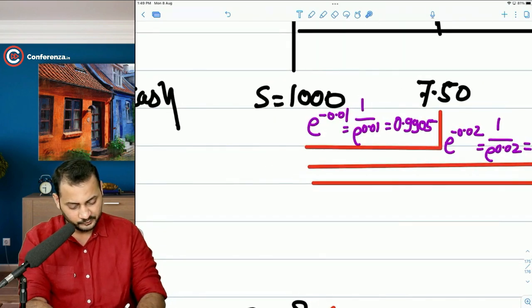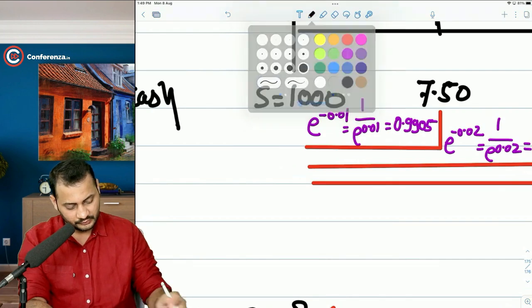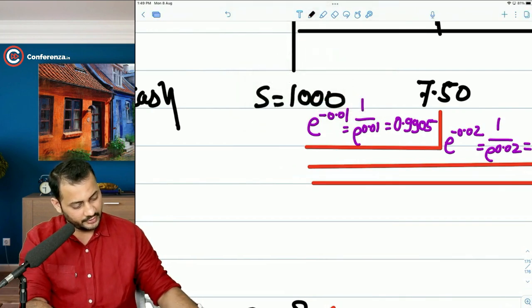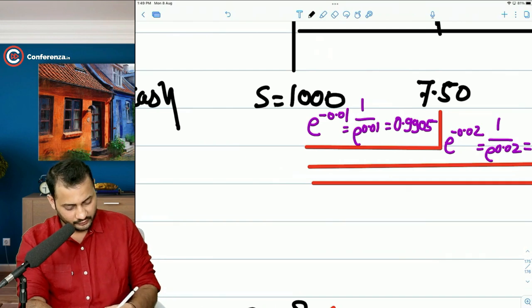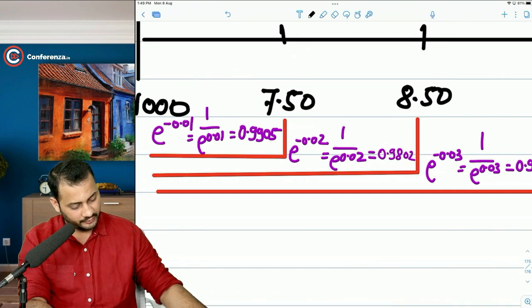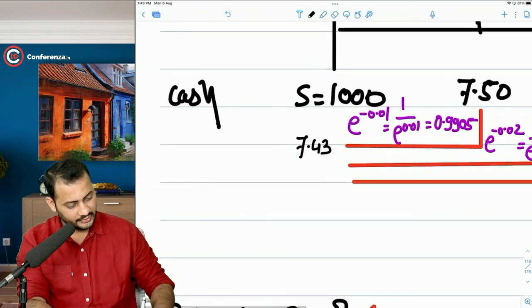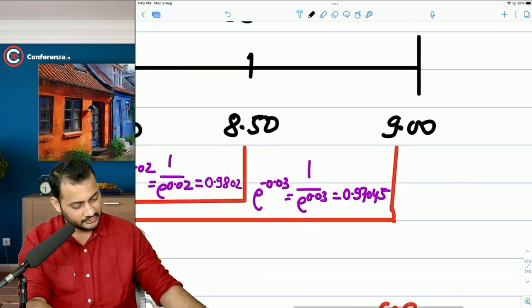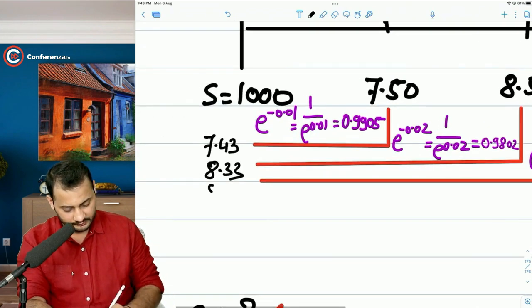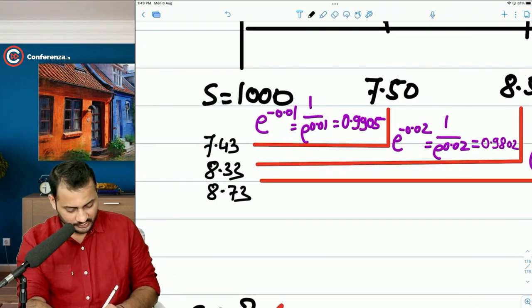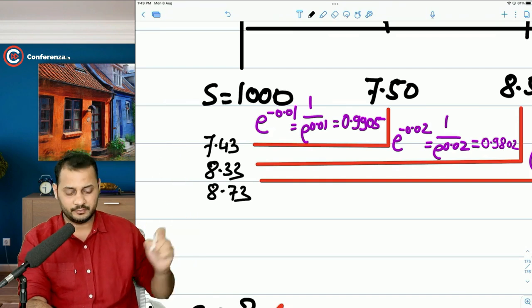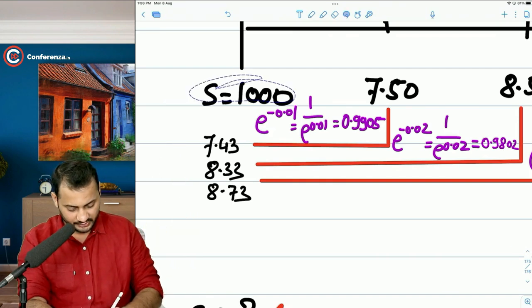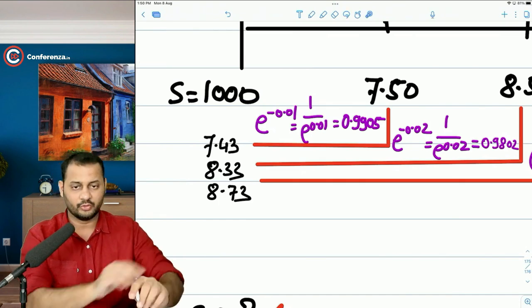Let's write down. 7.5 into 0.9905 is 7.43. Then 8.5 into 0.9802 is 8.33. Figures are directly given in the question, and that's the easiest part. And 9 into 0.97045 is 8.73. So this is what you are going to receive after paying 1000 rupees for the stock.